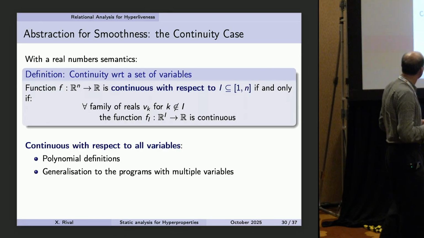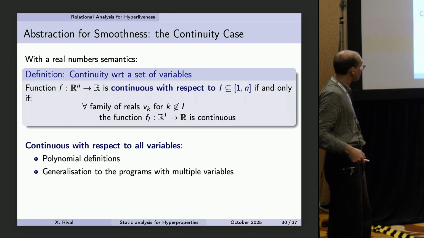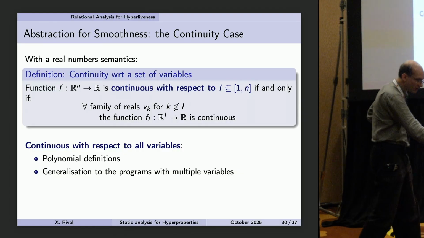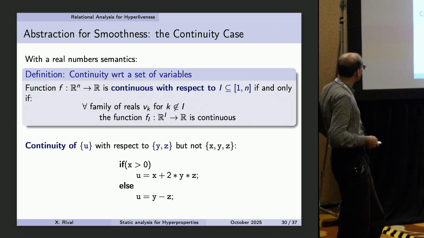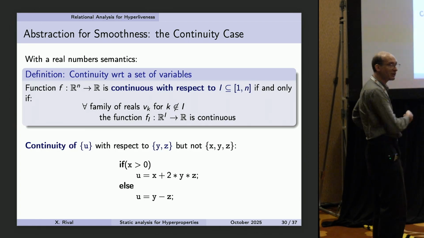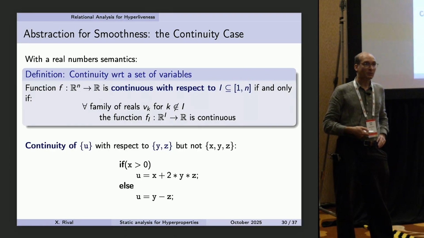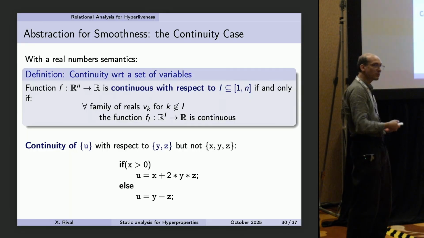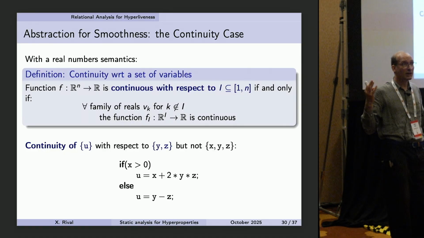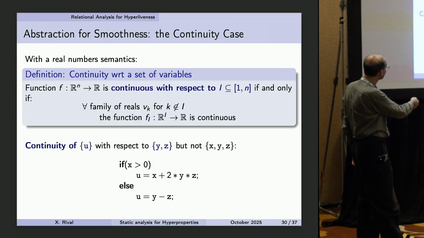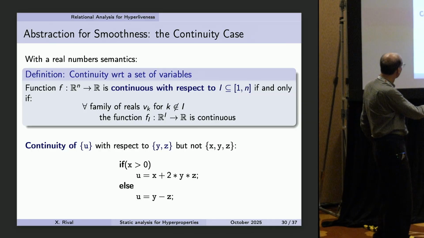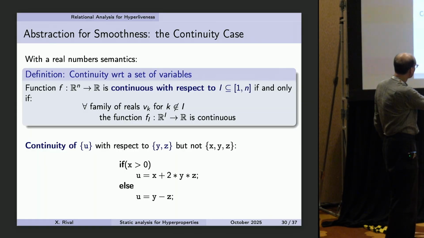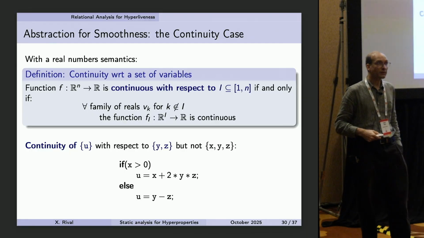If we want to see a few examples, polynomial function definitions work and are continuous, and I will give more examples later. Here is a more interesting example. Here you have a function with a test on x. This test will introduce a discontinuity: whenever you change at the point where x is equal to 0, you switch from one branch to the other, and you lose continuity. So this program will not define a function where u is continuous with respect to x. However, it's continuous with respect to y and z. That is, if I fix x, then the final value of u is a continuous function of y and z.